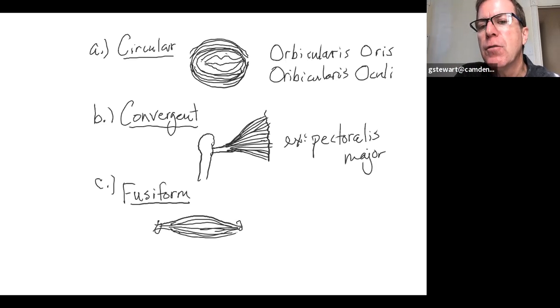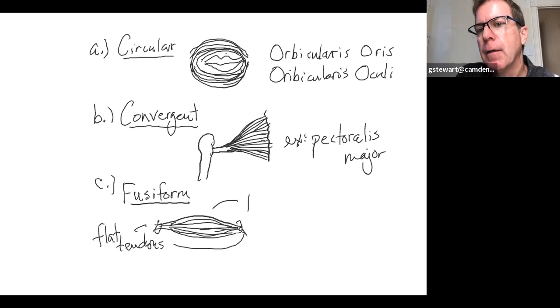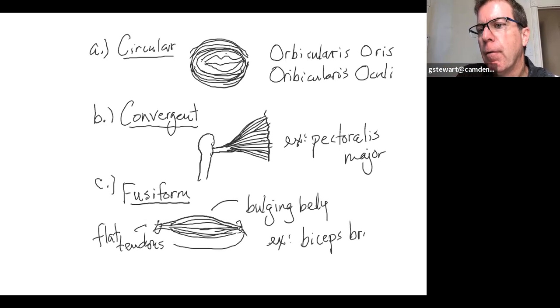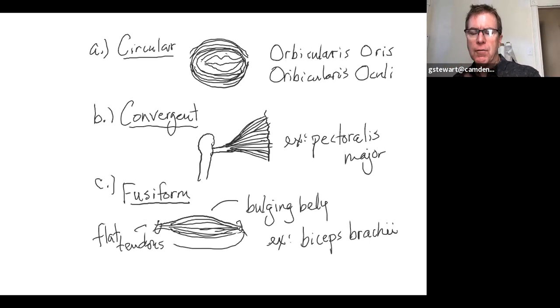And it's usually a flat tendon attachment at the end of these fusiforms. So there's this bulging belly in the center of the muscle. Classic example of this is the biceps brachii in the upper arm. Okay, that takes care of circular, convergent, and fusiform.